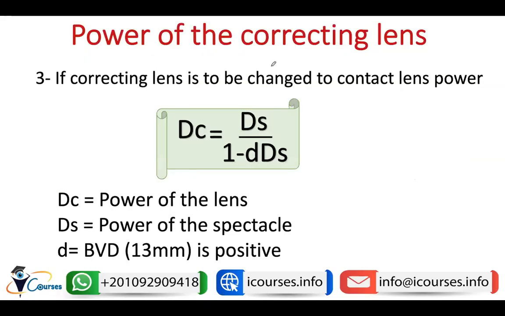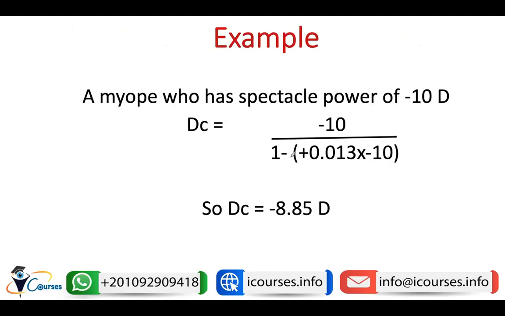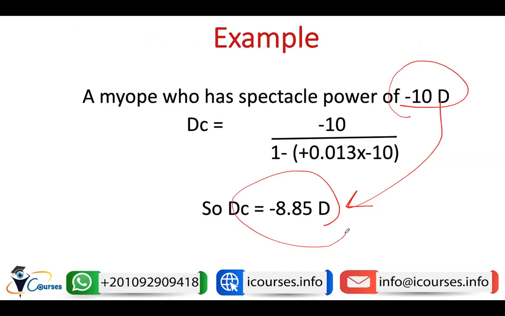So we said that the power of the correcting lens, if we are changing from spectacle to contact lens, will be calculated from this rule. The power of the contact lens will be equal to the power of the spectacle divided by 1 minus the back vertex distance multiplied by the power of the spectacle. So in case of a minus lens, like the example, minus 10 diopter will result in minus 8.85 diopter if we are shifting from spectacle to contact lens. So the actual power of the contact lens will be less than that of the spectacle.